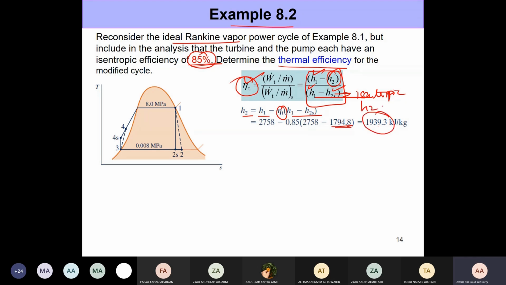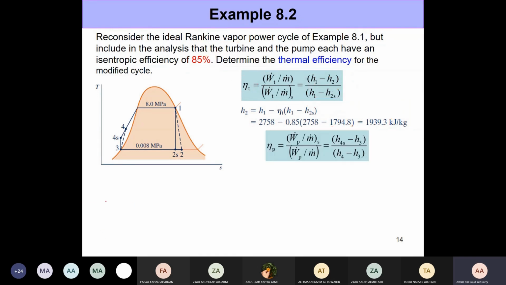As I mentioned, H2 is greater than H2S, right? And this is something that you would expect. If H2 comes out to be lower than H2S, then there's a problem in your calculation. So always do a sanity check once you have done some calculation. It should make sense.